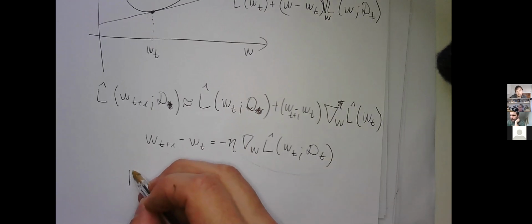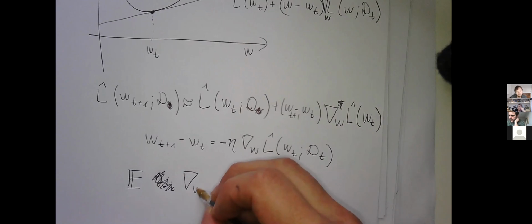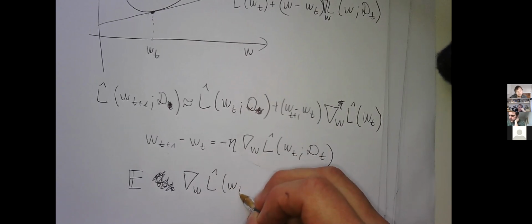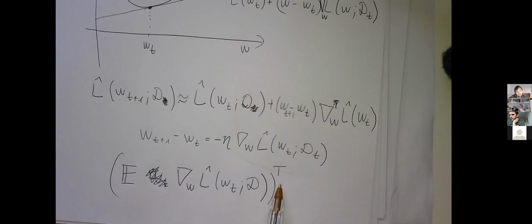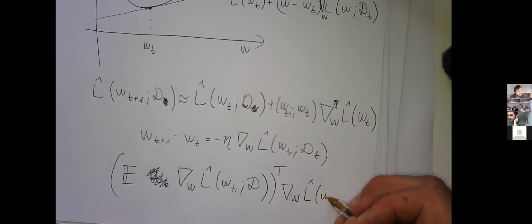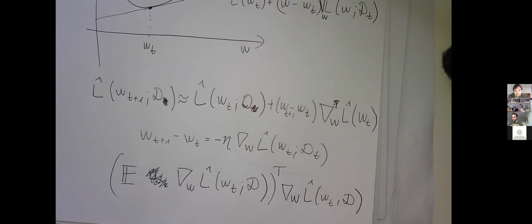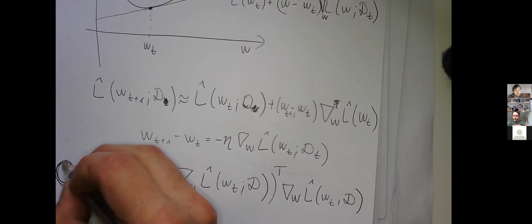So I want that on average, the gradient with respect to W of my loss function on the mini batch to have a positive inner product with the gradient of the empirical loss on the whole data set. And if this is unbiased, then we can say that this expected value is the same as this gradient here. Then, of course, the inner product of a vector with itself is its squared norm, so it's always positive. So we can lower bound it by 0.